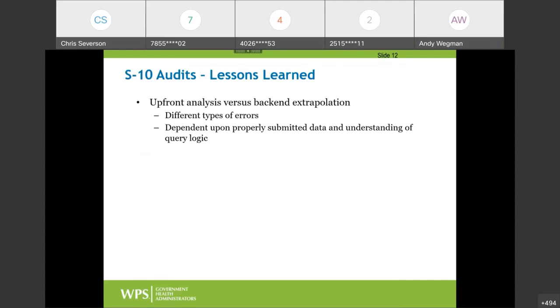Very good question, though. And the other question is, in regards to extrapolation, can we provide how the calculation or formula is? For example, do we take the error amount divided by the sampled amount, or the number of errored accounts divided by the total? Yeah, it's the amount itself.